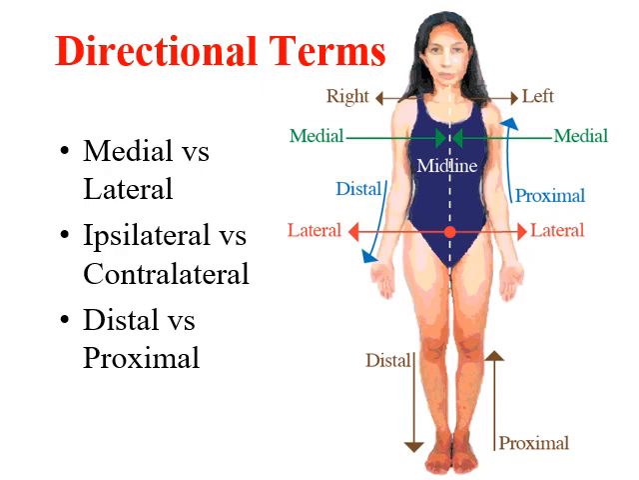We can draw an imaginary line down the center of your hand and say that your thumb is lateral to your index finger, or that your index finger is medial to your thumb. Ipsilateral means on the same side. Contralateral means on the opposite side. Your right eye is ipsilateral to your right kidney. Your right kidney is contralateral to your left kidney.